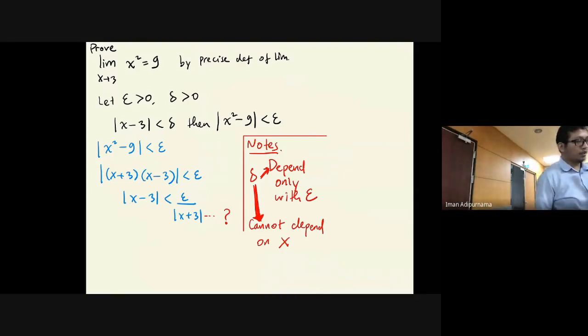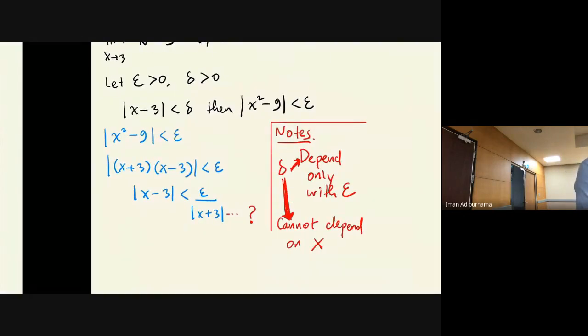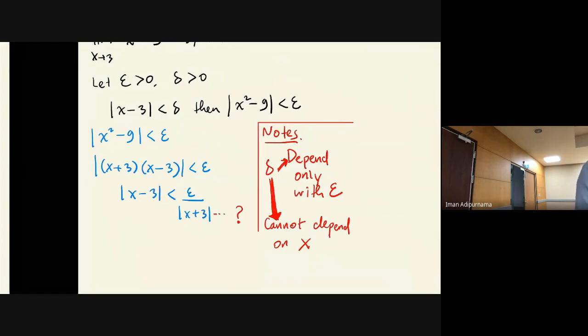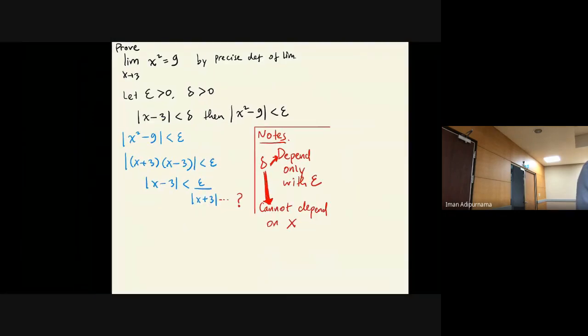Okay, so when you are approaching the epsilon like this case, the distance of x minus 3 is less than epsilon over x plus 3, so you have x also here. In the precise definition of limit, we need to remove this x plus 3, because the delta should be only with epsilon. There should not be any x in this epsilon equation, so we need to remove the x.